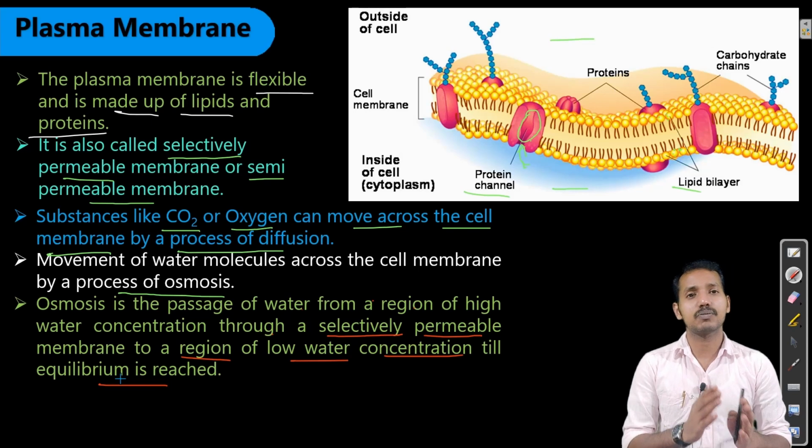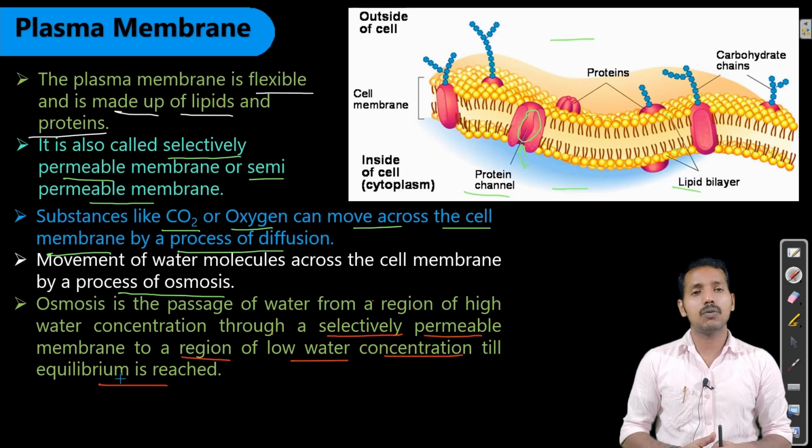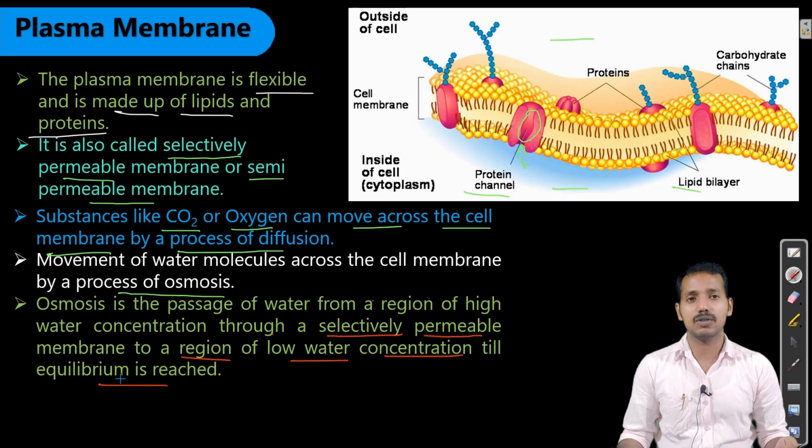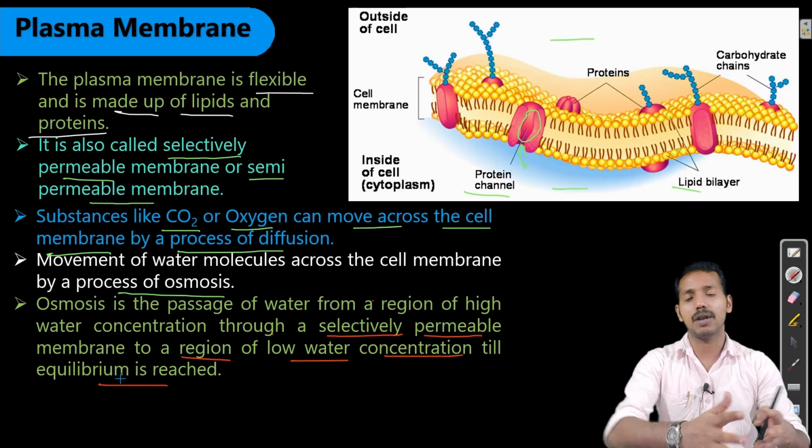So osmosis is a special kind of diffusion. We use it only in the case of water, and also normal diffusion of water will not be termed osmosis. It should take place through a selectively permeable membrane, that means like a plasma membrane.